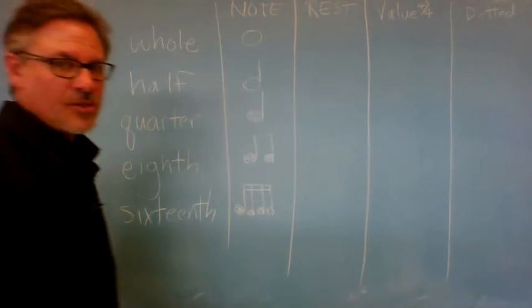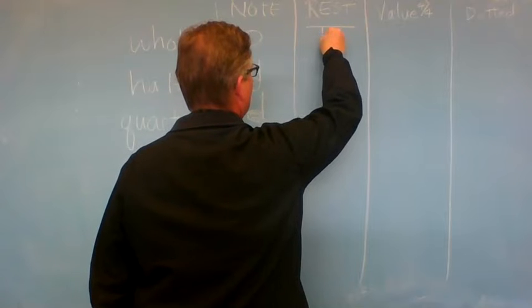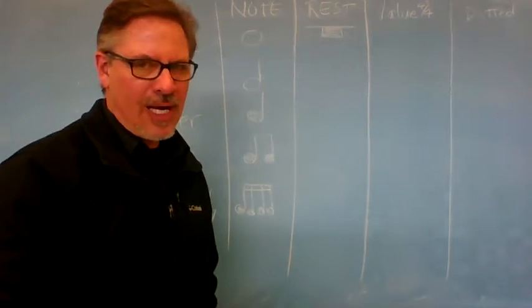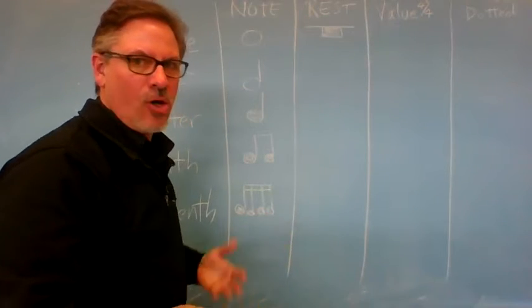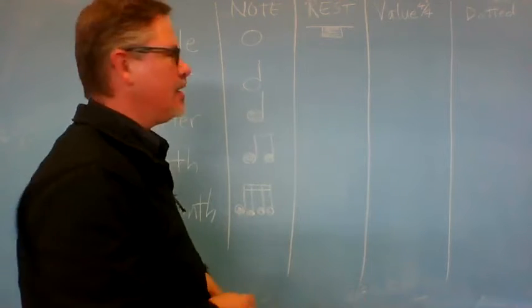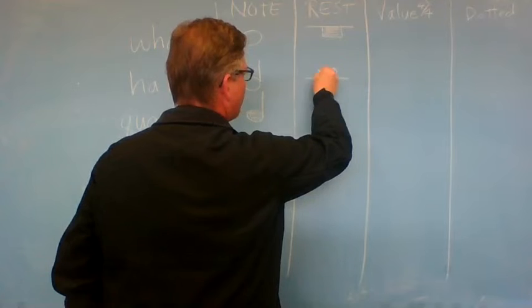The rest would be, the whole rest would be dangling from the fourth line. So it hangs down from the fourth line, and it creates what I tell the kids, a hole. Like if you had a hole in the ground, you're walking on the ground, and there's a hole, you'd fall into it.